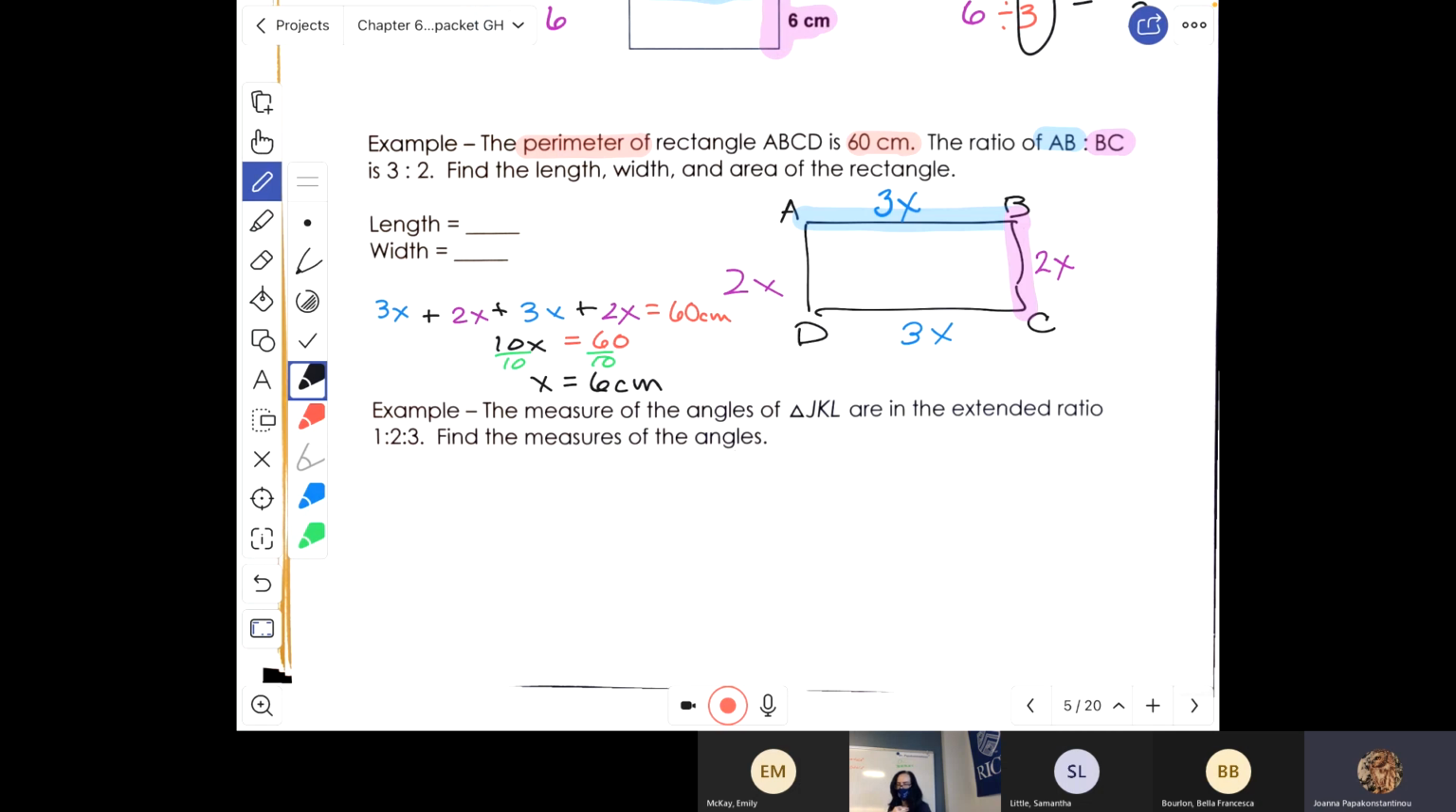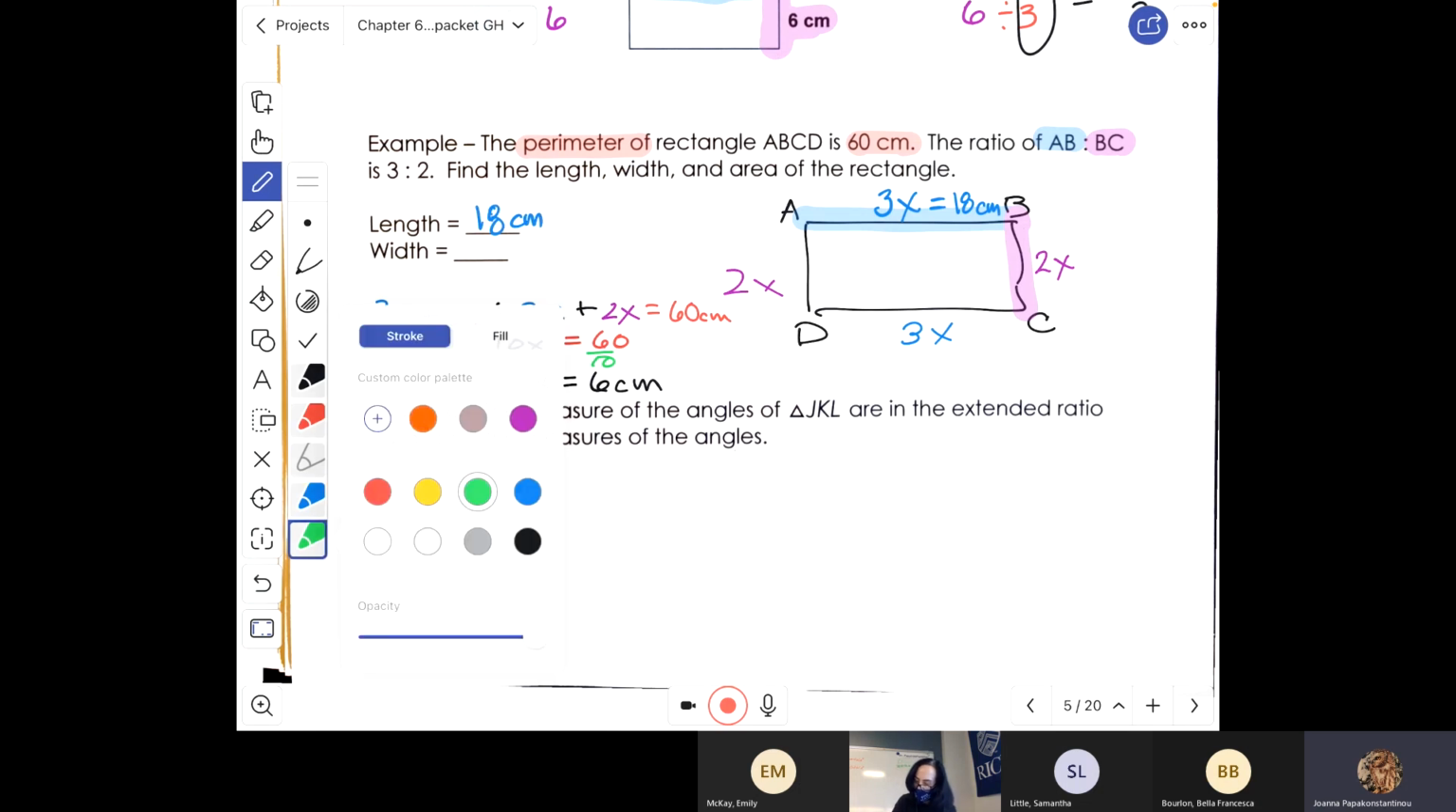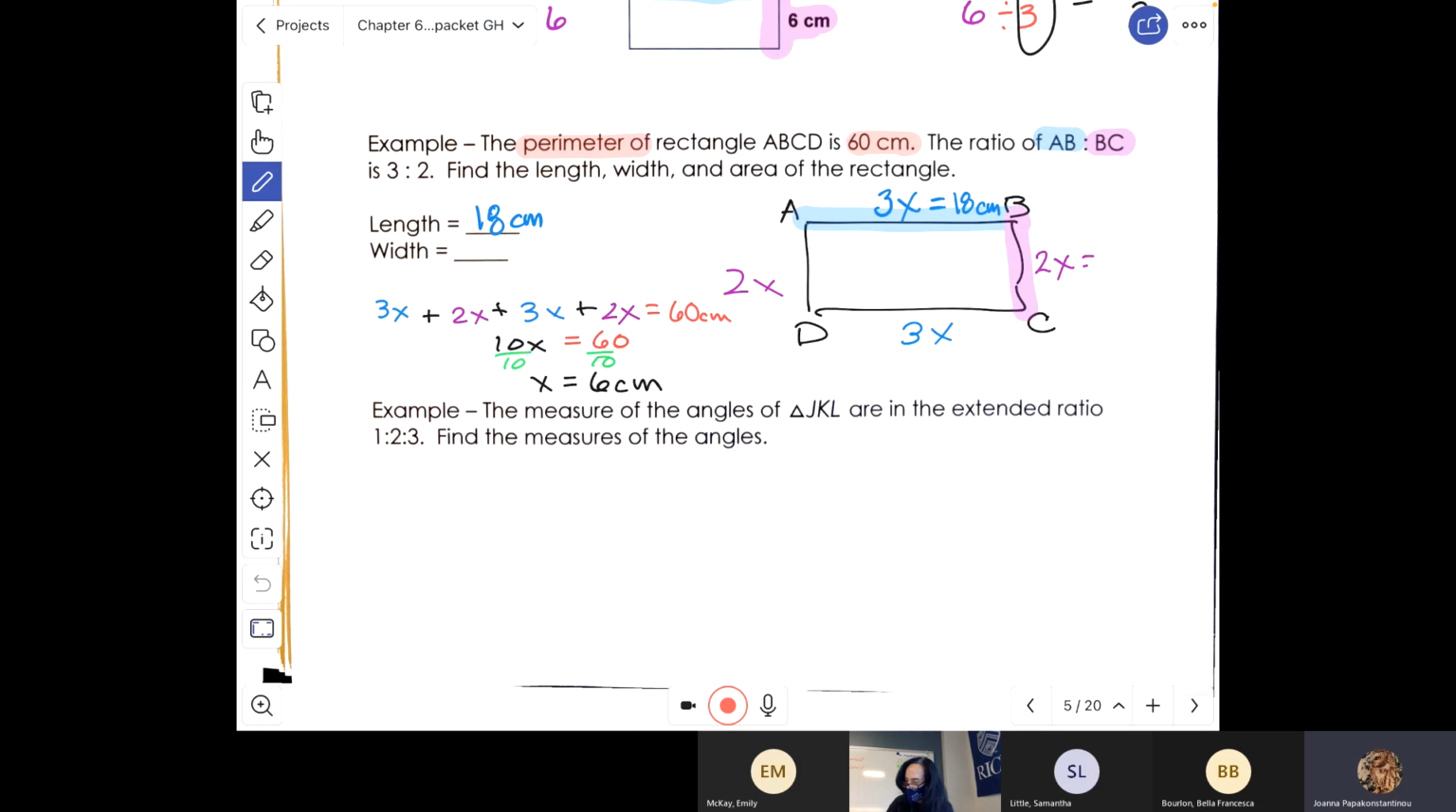Okay? Now, I am being asked to find the length and the width as well as the area of the rectangle. If x is 6, then what is the length? How did you get that? We found x to be 6, so I just multiplied 6 times 3, and I got 18 centimeters. So the length is 18 centimeters. And the width, similarly, since I found x to be 6, multiply 2 times 6, and what is my width? 12 centimeters.